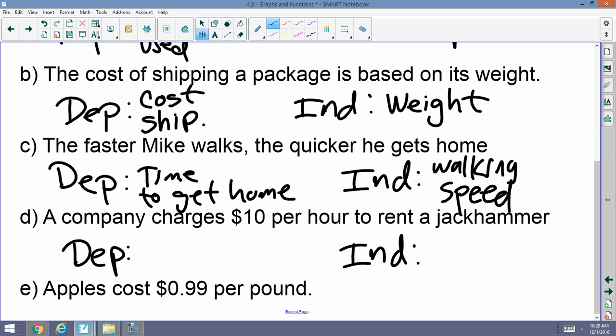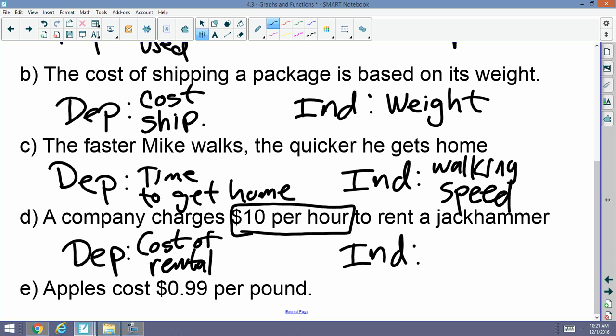A jackhammer is just an object. The cost of the rental is dependent. And what is it dependent on, my brother? No, it's not weight. Think about it. The company charges $10 per hour. No, we're not talking about distance or weight. The company charges $10 per hour. Your cost is dependent on what? Help them out, guys. On the hours.